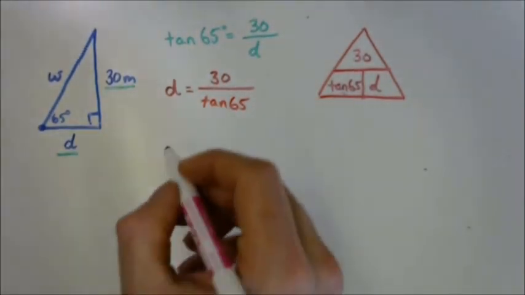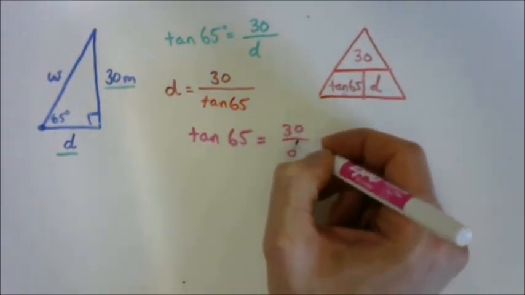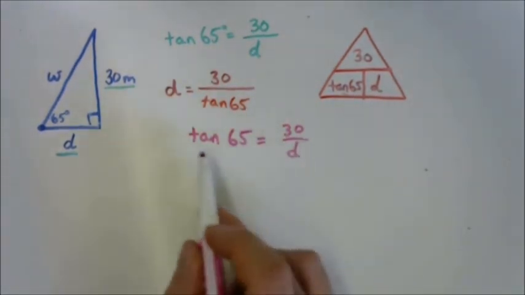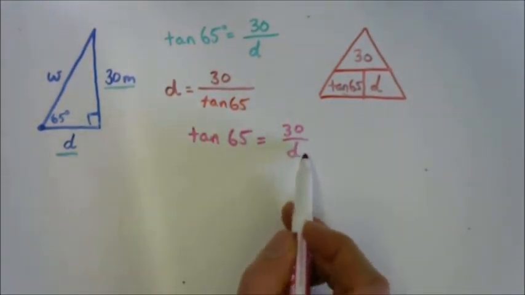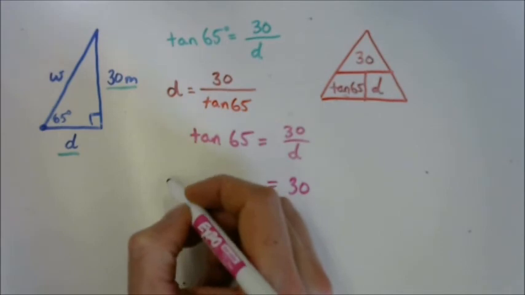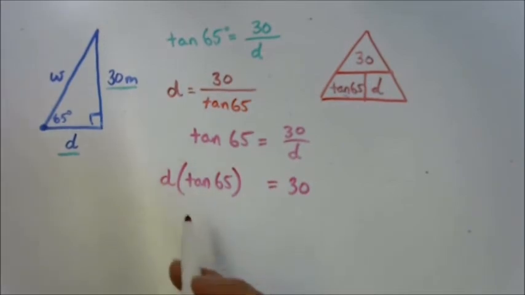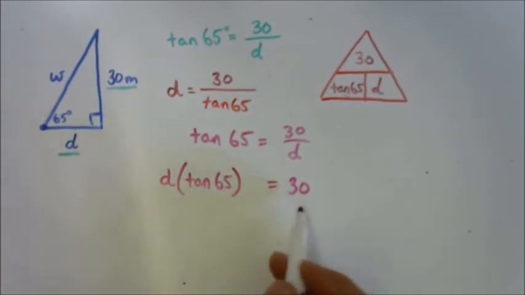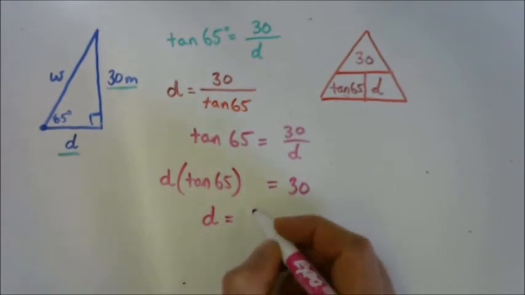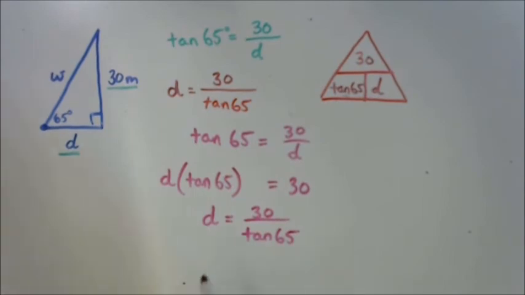I'm just going to quickly do it algebraically so that you can see the math behind it all. Tan of 65 is equal to 30 over d. I don't like how this is. I'm going to multiply both sides by d to get d out of the denominator. So if I multiply this side by d, I'm just left with 30. If I multiply this side by d, I'm left with d times the tangent of 65. Well, now I can get d by itself. I simply divide both sides by the tangent of 65. So I'm left with d equals 30 over the tan of 65. Again, exact same statement using either method.